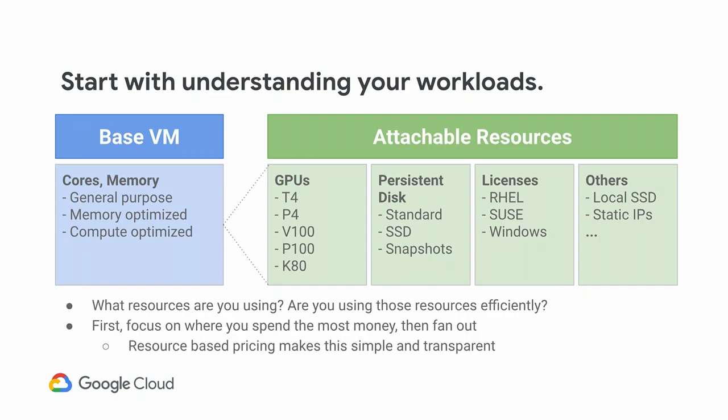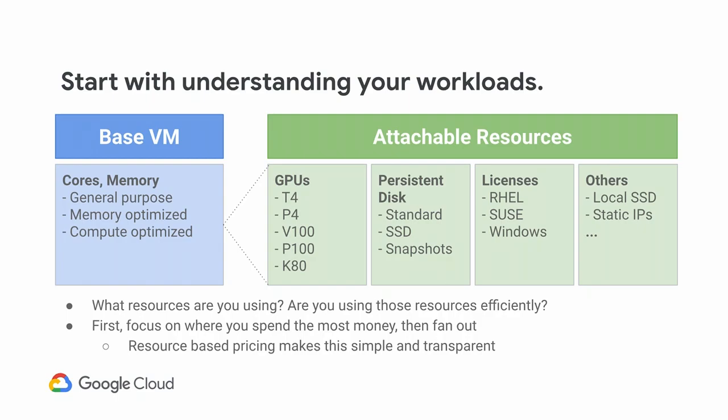One of the core things around Compute Engine is providing visibility into the resources that you're running. When you're trying to optimize your cost, you want to understand where you're spending your money. For a lot of Compute Engine customers, most of their spend ends up on their base VM, the cores and RAM. But there are attachable resources that can be quite expensive, like a V100 GPU, for example. Optimizing your GPU spend can also have a material impact on your overall bill.